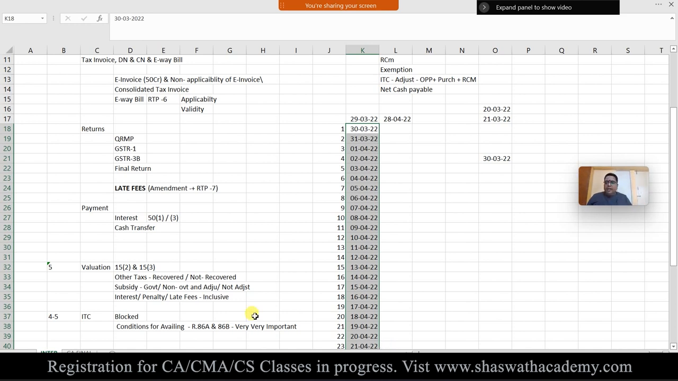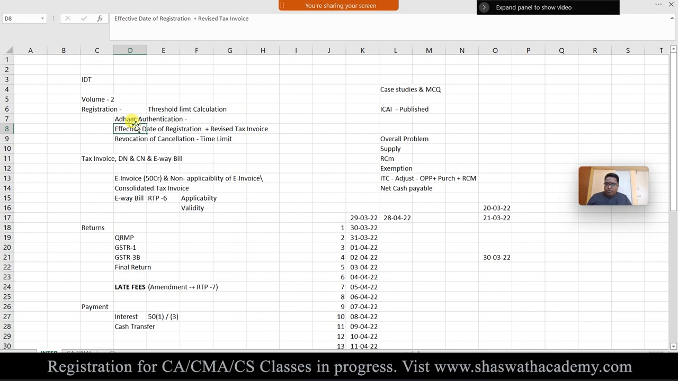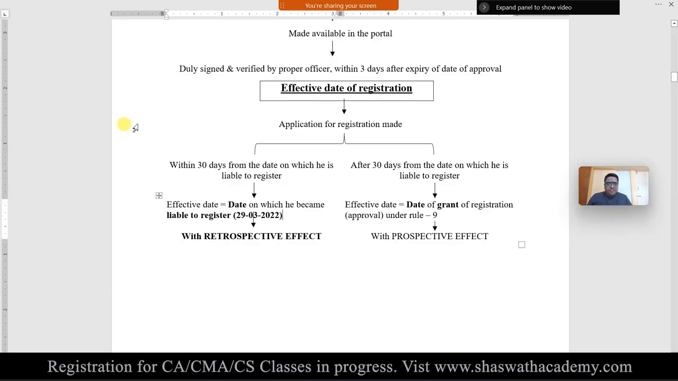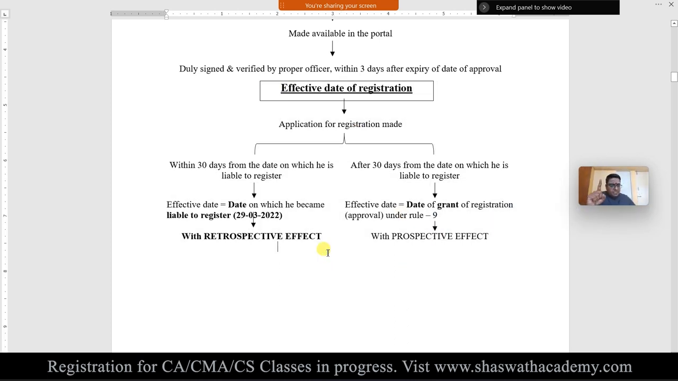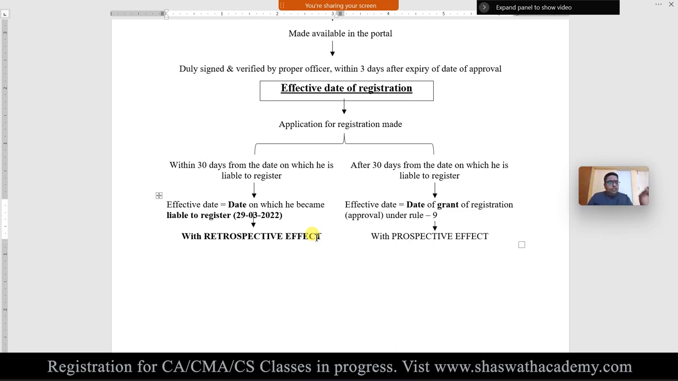Right? So I'm going for my next focus area, which is effective date of registration, which I've just completed. Guys, are you comfortable with effective date? One probable question with effective date is advice. Let us understand; I will put it across this way. Arunachalam is making an application within this 30 days. What is the effective date of registration, and the management of Arunachalam wants advice from you whether they can issue a revised tax invoice?